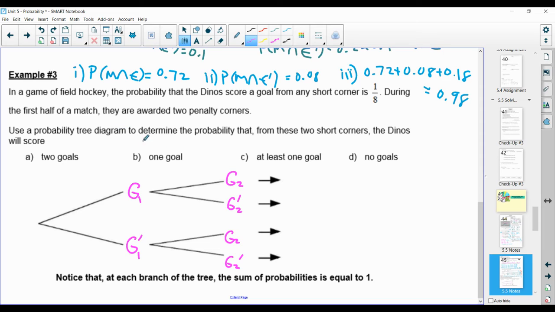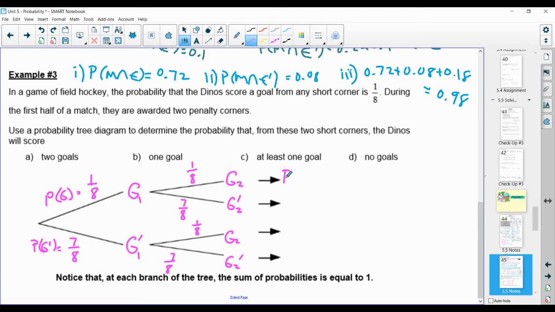If we're looking at our probabilities here, it says 1/8. So the probability of making a goal is 1/8. So that means the probability of not making a goal is 7 out of 8. Now these are independent events, so the probability of making goal 2 is also 1 out of 8. Not making it then is 7 out of 8.